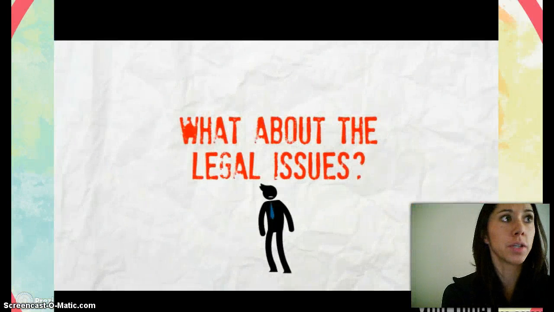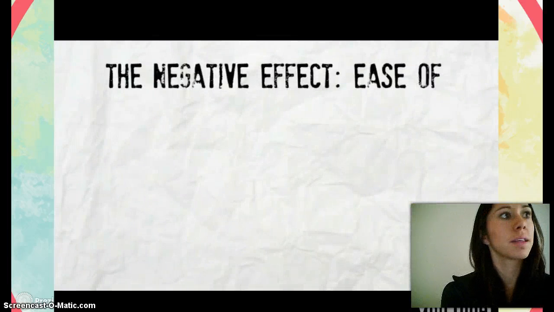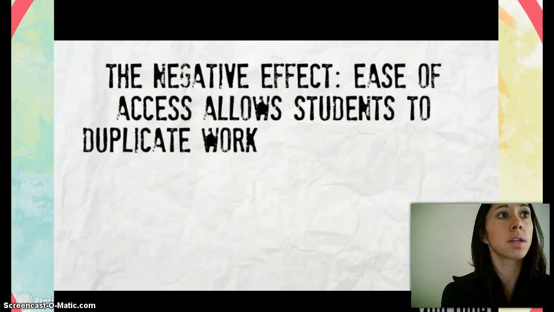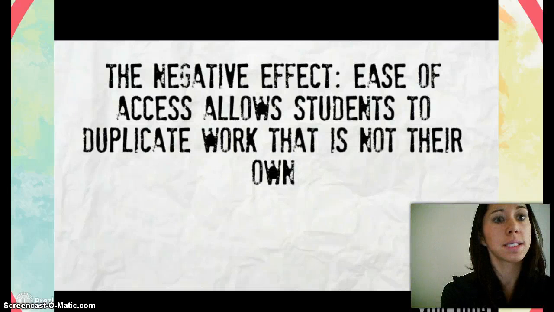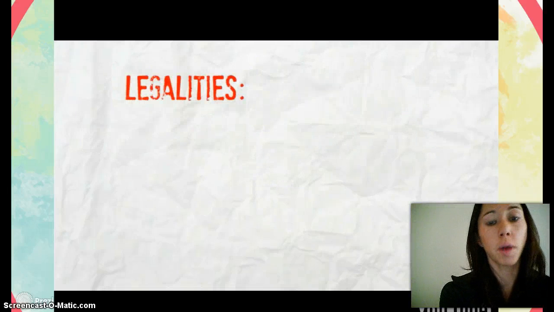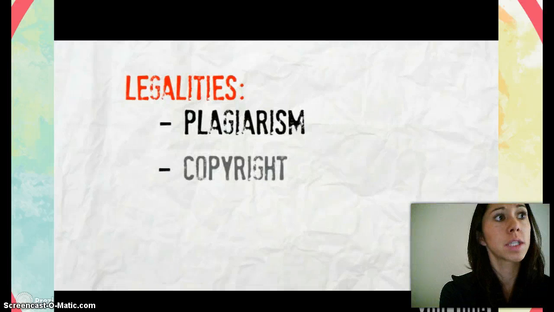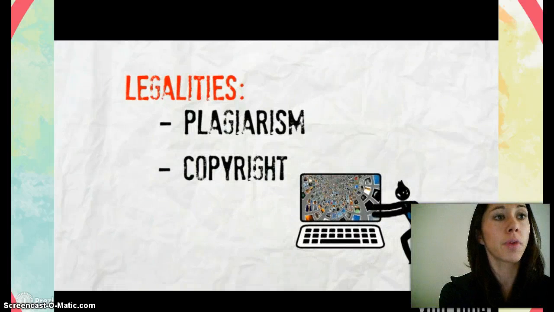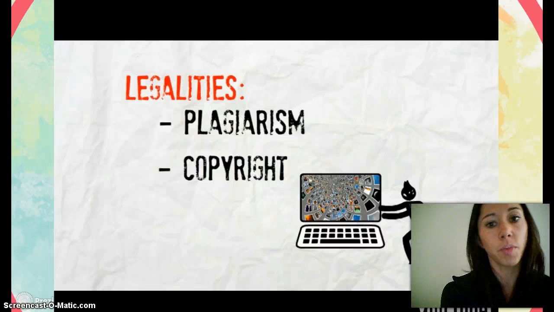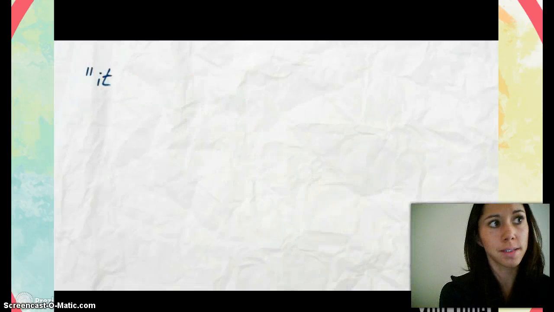What about the legal issues? The negative effect: digital information technology allows students to duplicate work that is not their own, creating major problems in the educational world. This creates legalities such as plagiarism and copyright violations when students start stealing information and using it as their own, putting their name on it and breaking the laws.